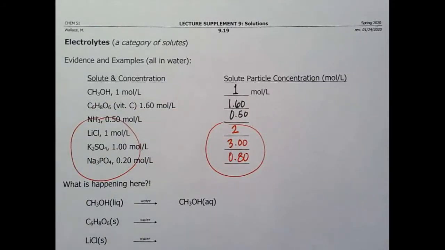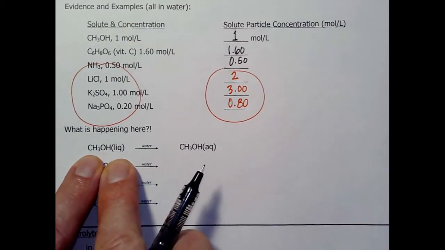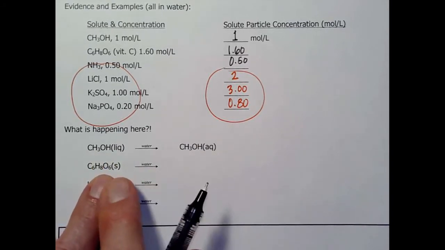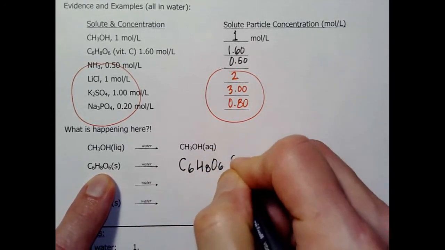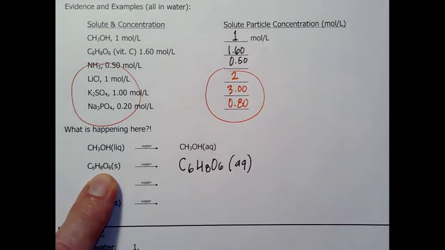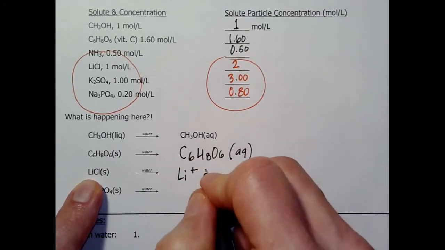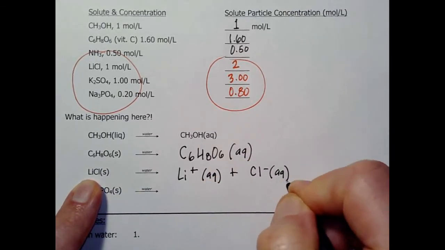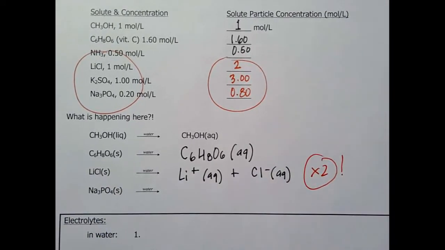Well, let's go back and think about this. When I put this CH3OH in water, it dissolves really nicely. When I put sugar, C6H8O6, in water, it stays as C6H8O6 aqueous. When I put lithium chloride in water, I get lithium ion aqueous plus chloride ion aqueous. Notice what I'm getting. I'm getting like 2 for 1.